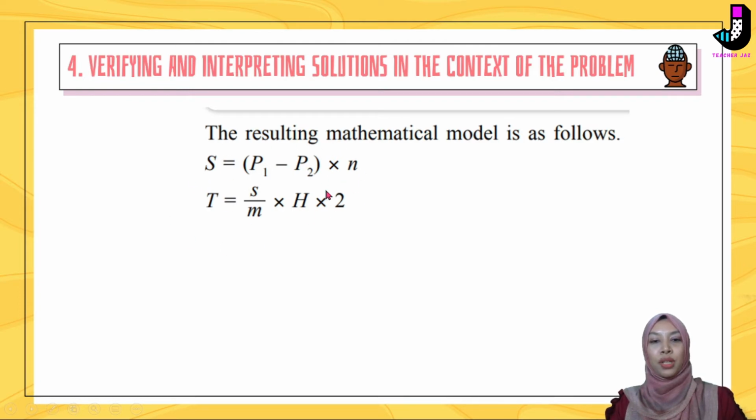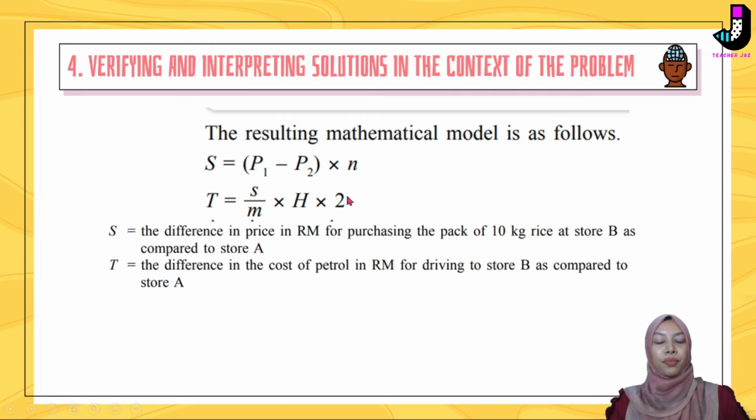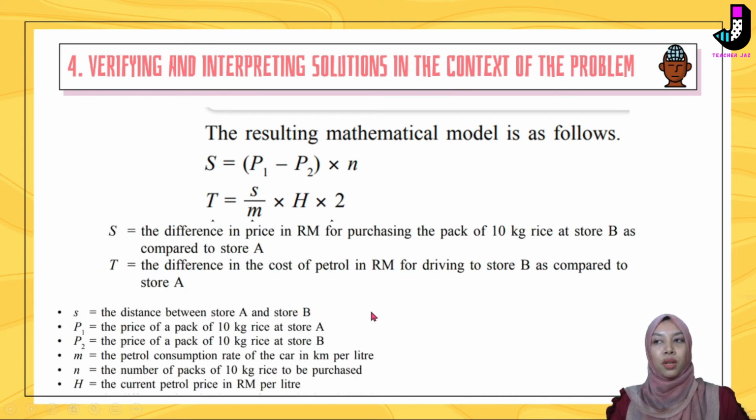Okay, kamu akan nampak formula kat sini. Actually ini sebenarnya kamu buat tadi, cuma it just interpret in a formula. Okay, this is the mathematical model. Okay, and this is the variable. Okay, which is S is the difference in price of RM purchase dekat store B as compared to store A. Okay, maksudnya store A punya price minuskan dengan store B punya price times with N. N is the number of packs of 10 kg rice to be purchased. Okay, macam tadi saya darab 3 sebab saya beli 3.